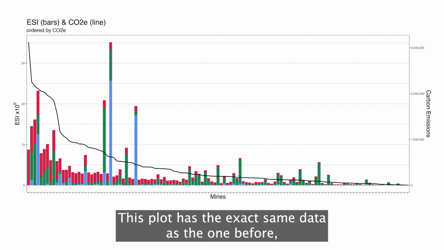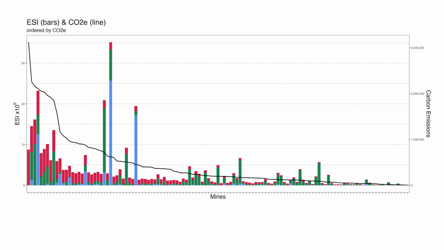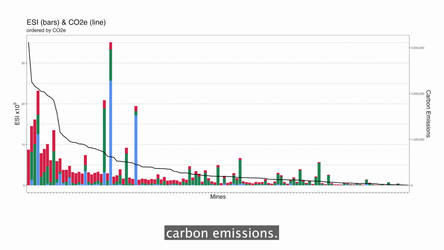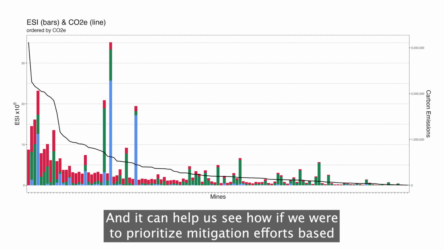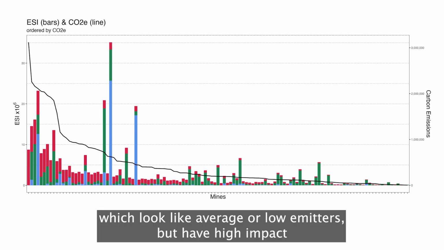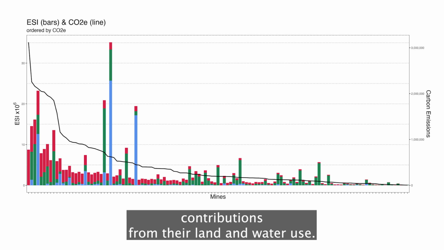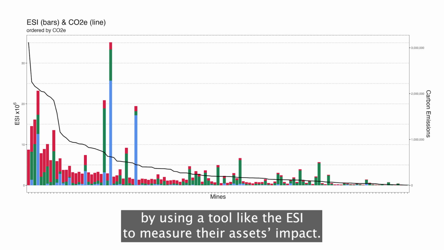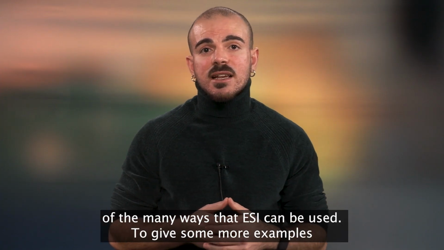This plot has the exact same data as the one before, but instead of being ordered by ESI, they're ordered by descending carbon emissions. And it can help us see how, if we were to prioritize mitigation efforts based only on emissions, we would actually miss some of the most harmful assets, which look like average or low emitters, but have high impact contributions from their land and water use. So this plot really exemplifies the added value that one can gain by using a tool like the ESI to measure their assets' impact. And this is just one of the many ways the ESI can be used.